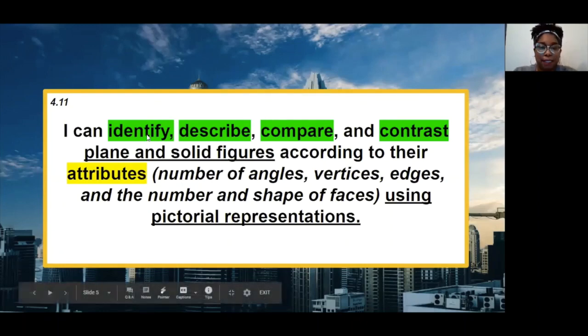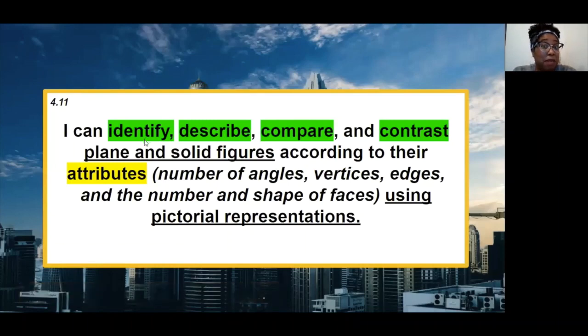Let's start with identify. What does identify mean? It means to name it. What is it? How about describe? Describe means to tell about it. And so now, how about compare and contrast? Where have we heard those words before? Yep, you guessed it, probably during your reading or language arts time. So what do those words mean? Compare and contrast. It means to tell how things are alike and how they're different, similarities and differences.